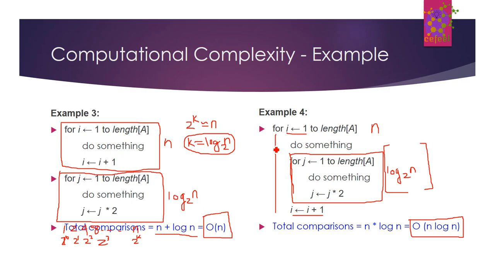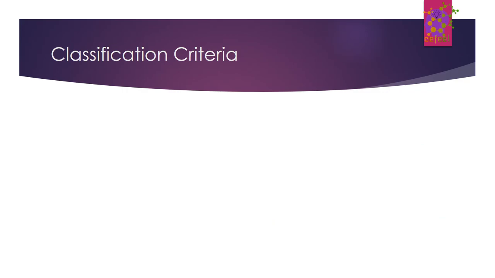Alright, so I hope these four examples helped a little bit to understand the complexity, at least as much as we will use in the sorting algorithms or comparison of the sorting algorithms. So let's move on to the next topic, which is the classification criteria, which means how we can classify these popular sorting algorithms. We'll go through a few of the classification criteria which are generally used.